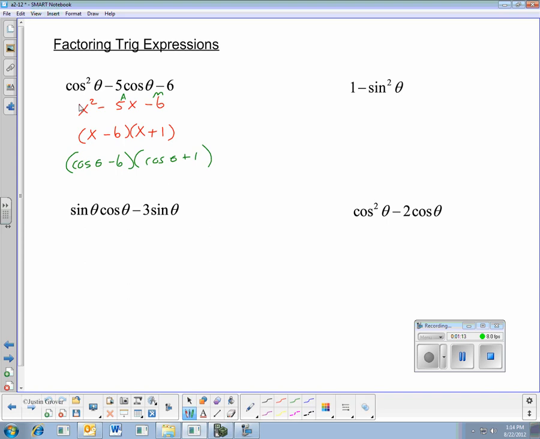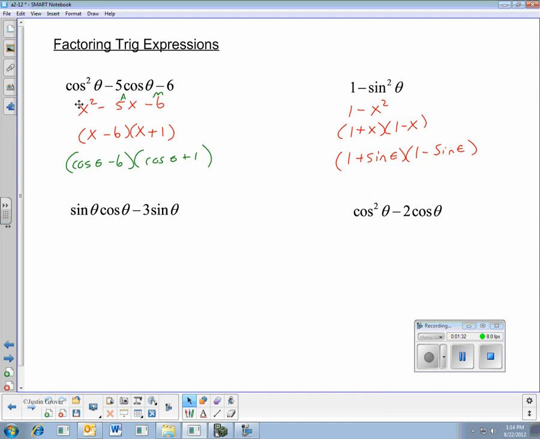1 minus sine squared theta on the top right. I'm going to make it 1 minus x squared. That's a difference of squares. That's 1 plus x, 1 minus x. All right, well, that's going to be 1 plus sine theta and 1 minus sine theta.